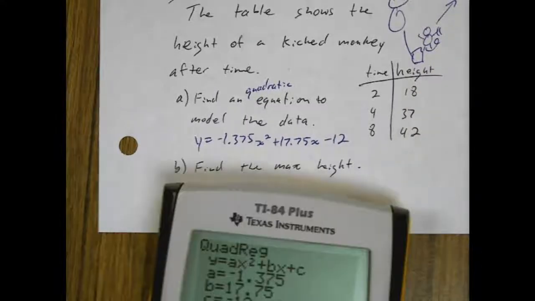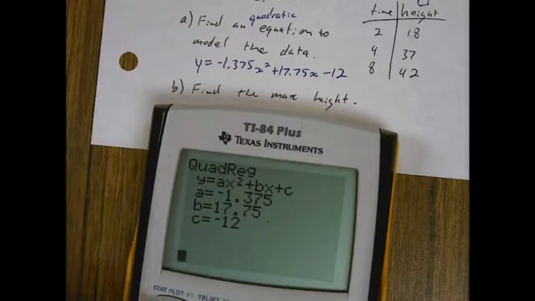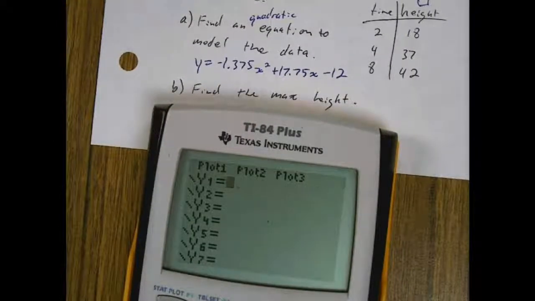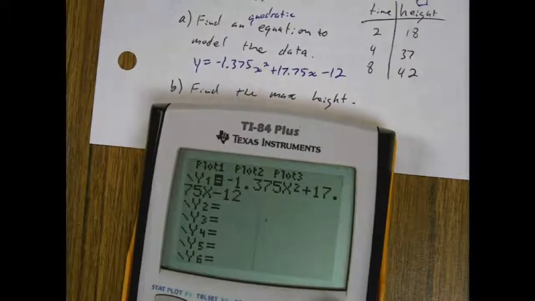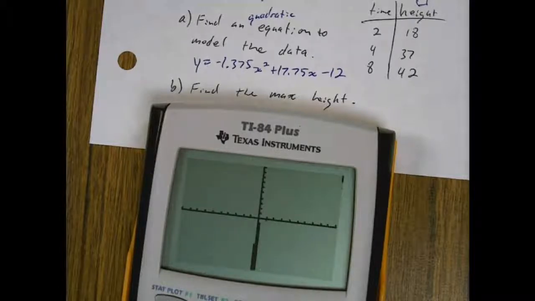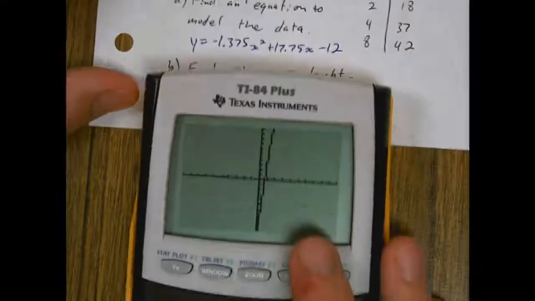So what we can do is we can type into our calculator, go to your y equals, so we can actually see the graph of it. We can type in negative 1.375x squared plus 17.75x minus 12 and see what it looks like. Whoa, that's crazy. Well, let me put it in a standard window and see if that does anything. Well, that looks even crazier. So here's something that is a pretty cool trick.